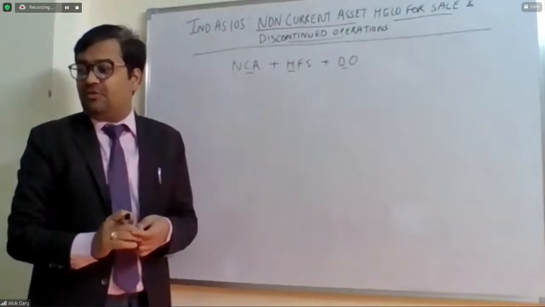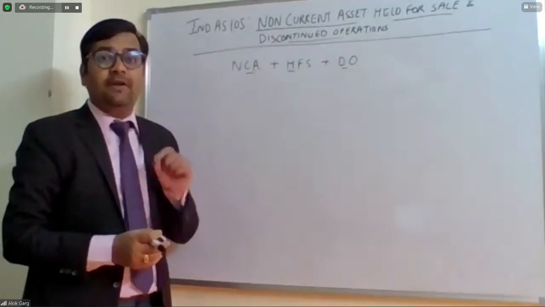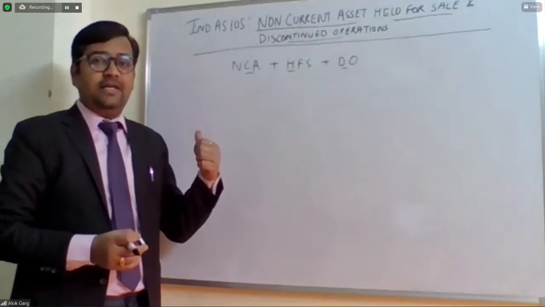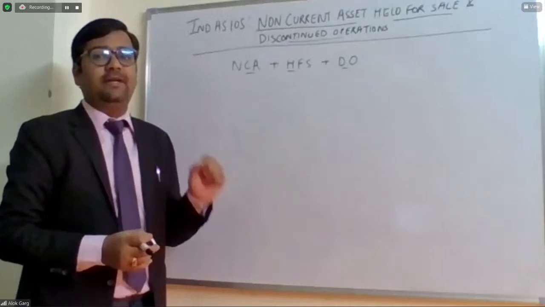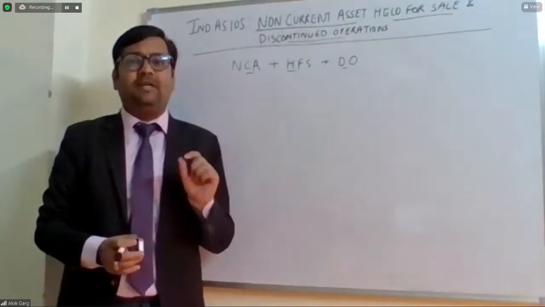Why does this standard not talk about current asset held for sale? For example, inventory. If inventory is held for sale, it is covered under Ind AS 2. Okay, it is covered under Ind AS 2 Inventory. So this standard talks about non-current asset held for sale.